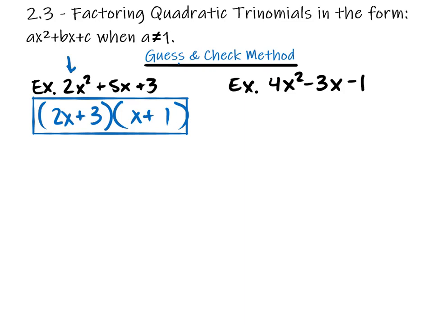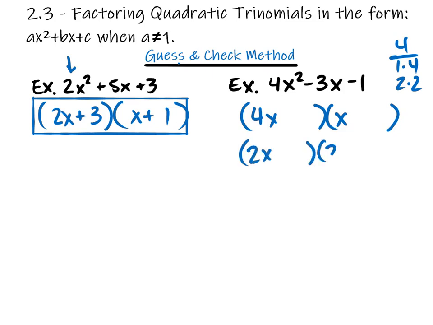All right, to get to 4x squared, here's where I'm already running into a situation. It could be 4x and x, or because 4 has more than just 2 factors, it could also be 2 and 2. What if it was 2x and 2x? I don't know which case it is. Luckily for us, though, when I look over here, I know it's going to be opposite signs. So one's positive, one's negative.